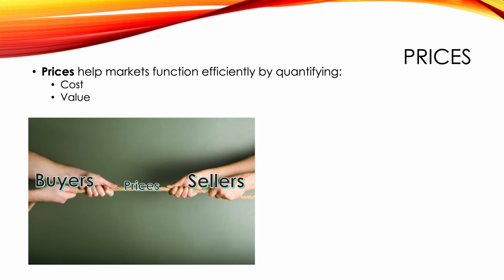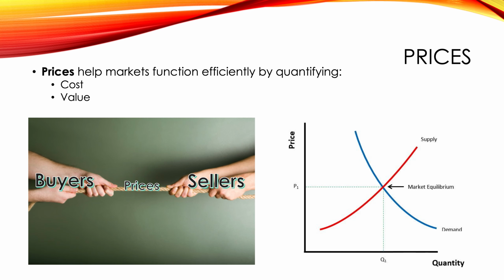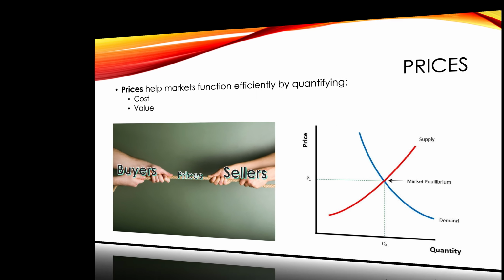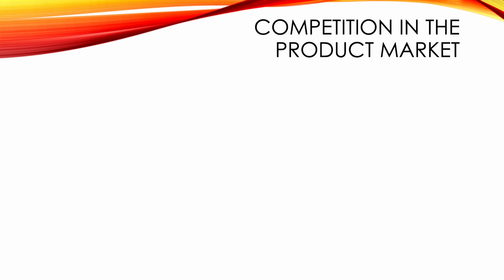Now, later on in the course, we're going to look at this in a more technical way. We're going to look at something that looks like this. It's got a demand curve and a supply curve, and where those two things meet, we have a market equilibrium, and that's how prices are set. But in a basic sense, just remember, buyers like low prices, sellers like high prices, and they have to compromise.